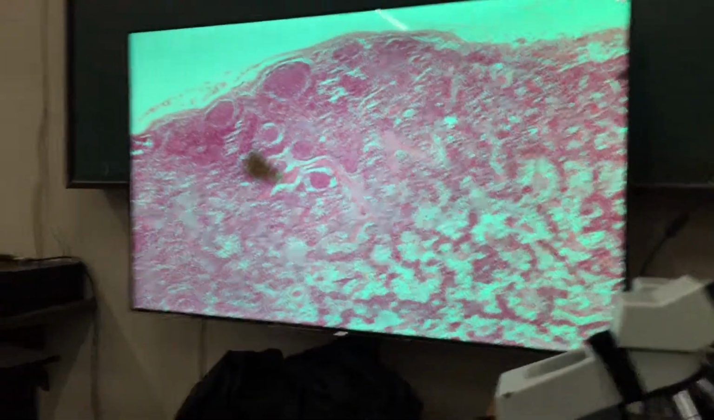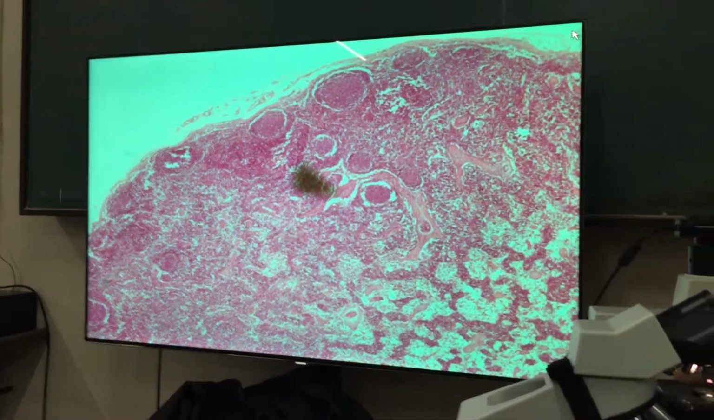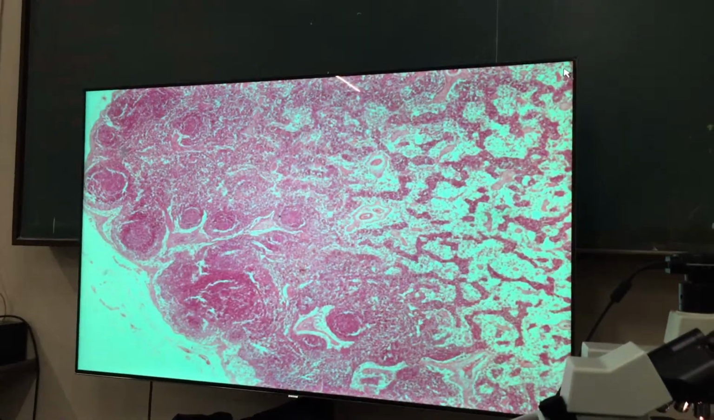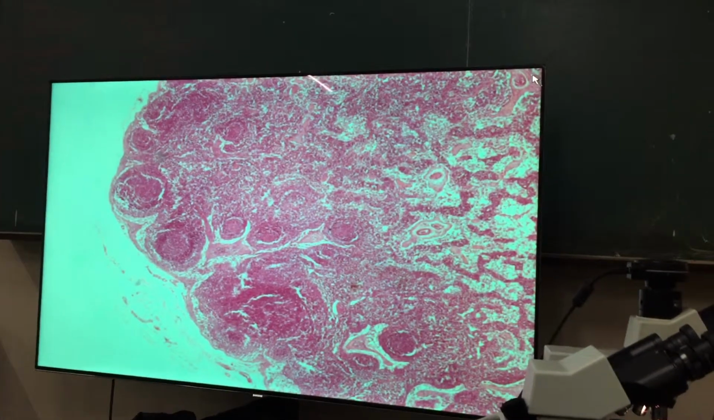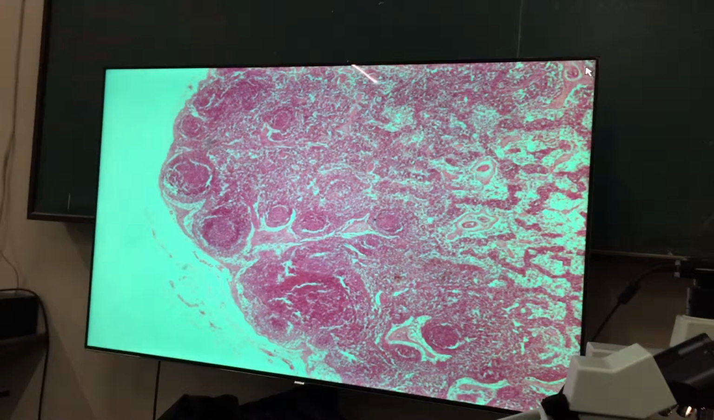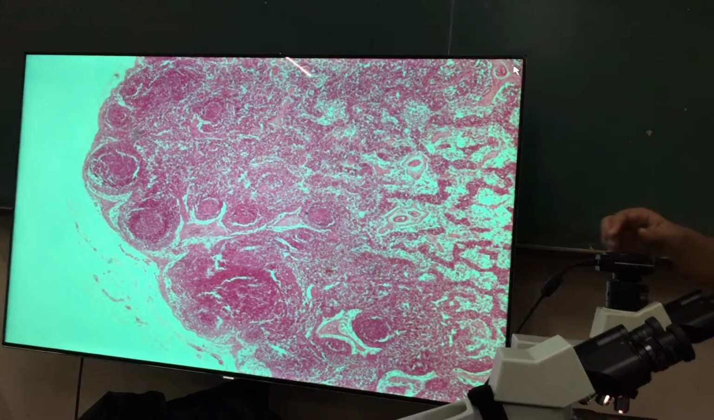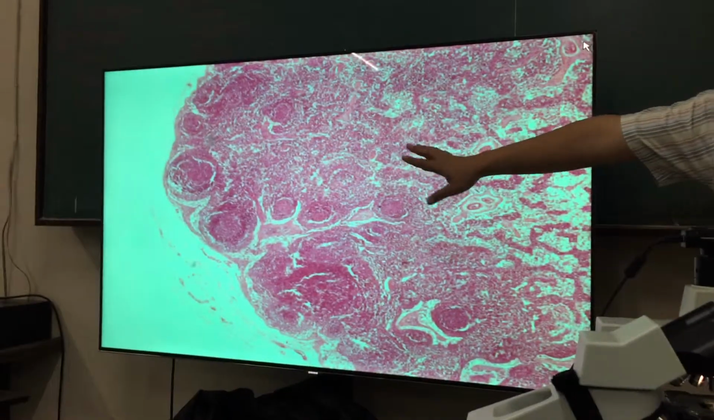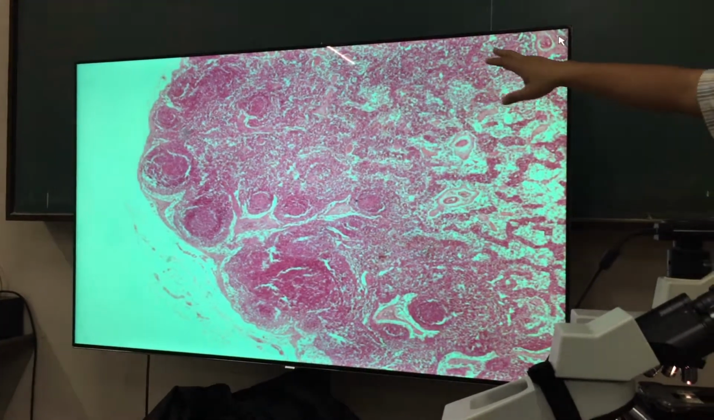So we go to the lymphatic system. First slide is slide 48. This is a lymph node. The lymph node would be divided into two regions. We have the cortex and the medulla. The cortex would be the outer surface, the outer portion. The medulla would be the central portion.